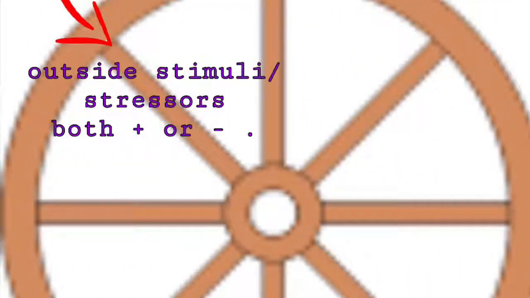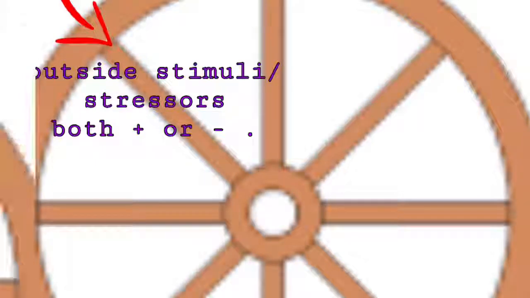So to start this off, we have the outside stimuli or stressors. Now, these can be either positive or negative. You can have outside stimuli or stressors, positive or negative stressors. An example of a negative stressor is losing a job or a death in the family. An example of a positive stressor is a wedding day or a baby shower, positive or negative.